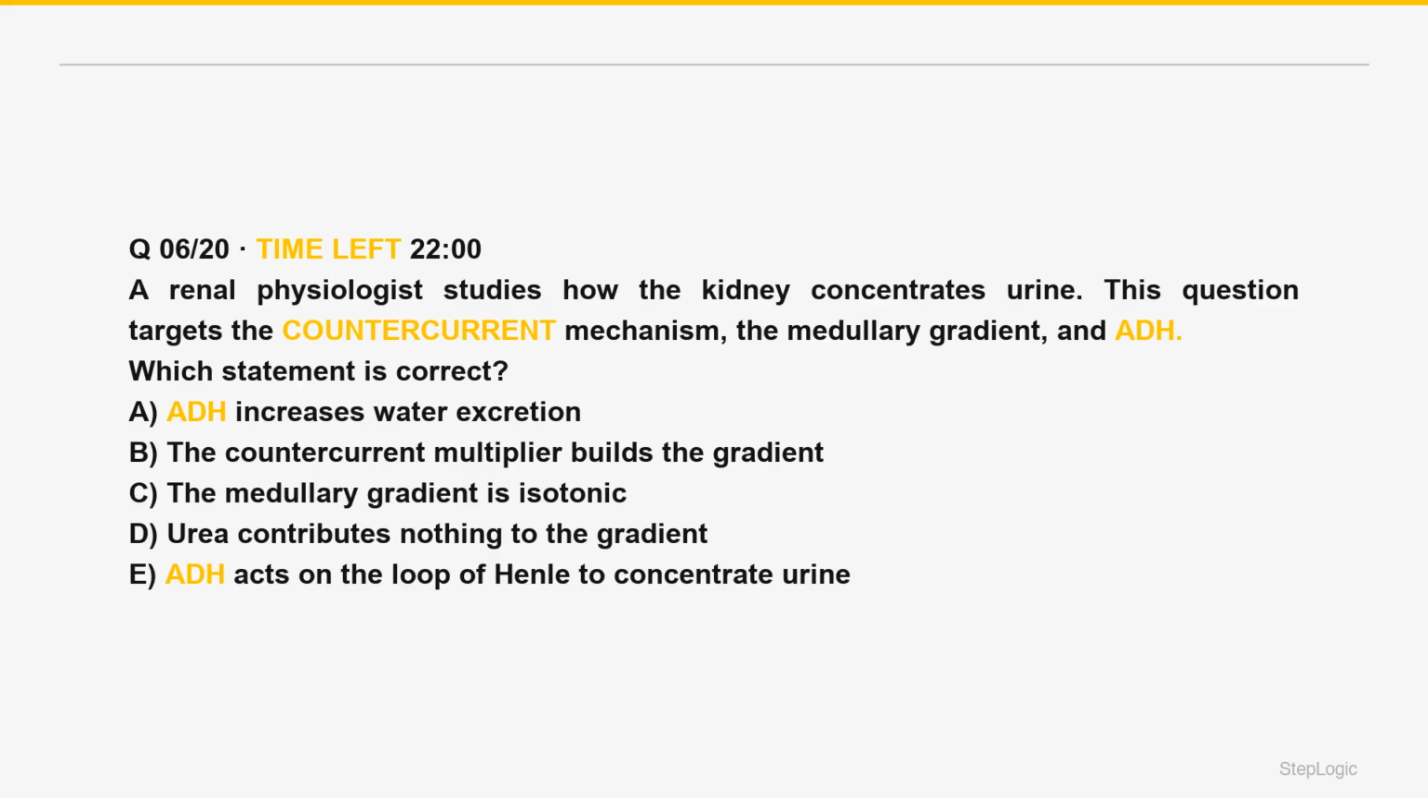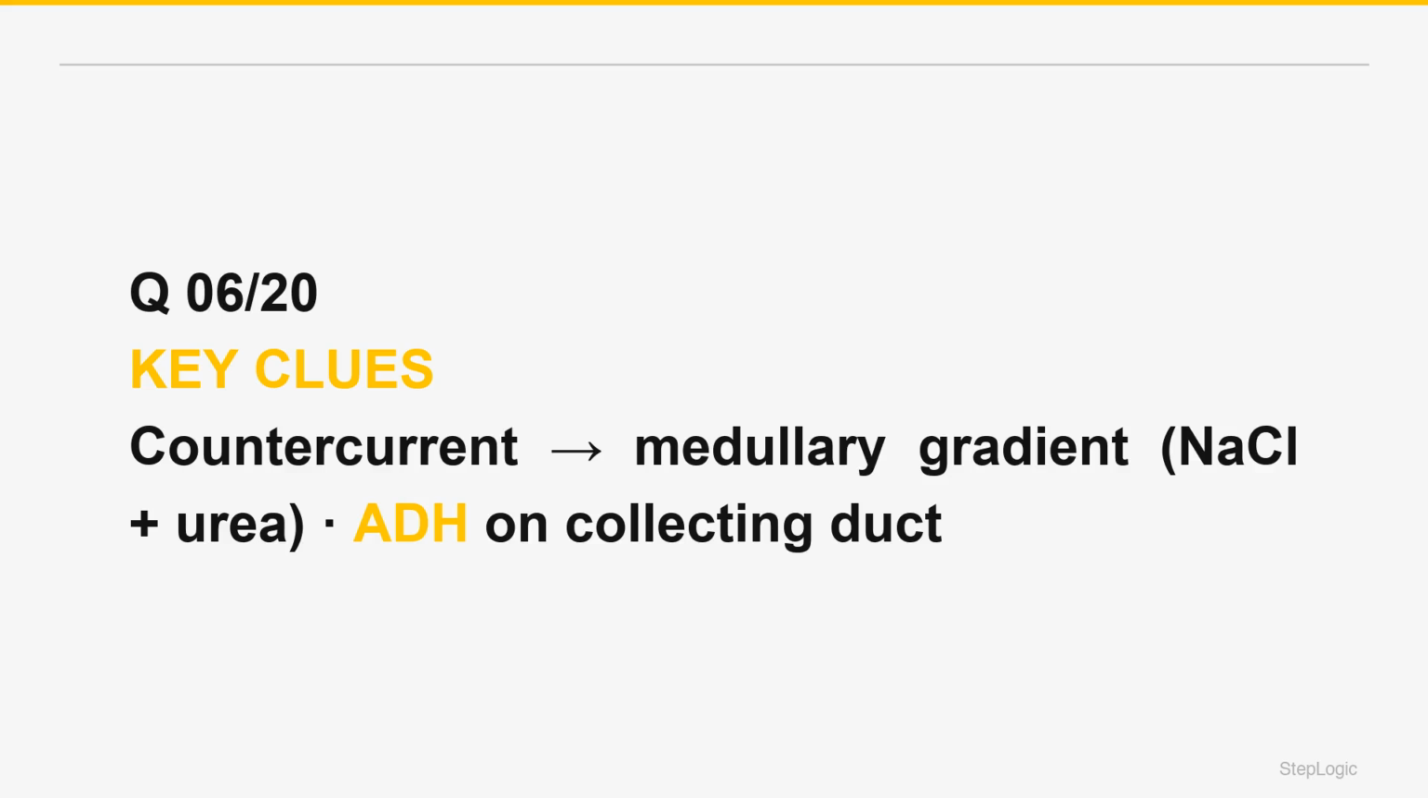Which statement is correct? A renal physiologist studies how the kidney concentrates urine. This question targets the countercurrent mechanism, the medullary gradient, and ADH. Read the command. Which urine concentration statement is correct? Countercurrent multiplier. Thick ascending limb, NaCl plus urea recycling, builds medullary gradient. ADH leads to collecting duct aquaporins, leads to water reabsorption, leads to concentrated urine. This revisits urine concentration from the countercurrent or ADH angle.